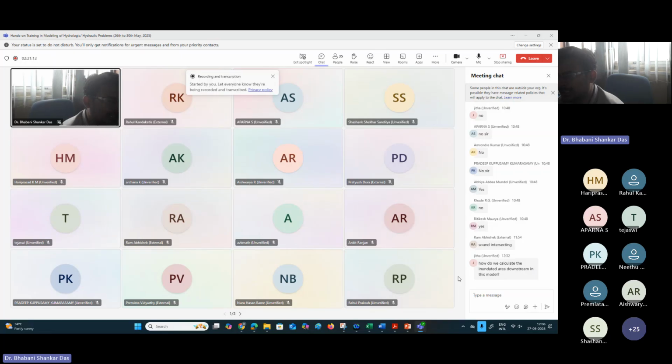Some building structures having a different type of design can withstand the flood in the downstream side, maybe 5 kilometers away from the dam. Maybe some other buildings will collapse, because they are not designed in this manner to handle the flood wave. Okay. So the inundated area is mainly calculated by the number of cells having value 1.